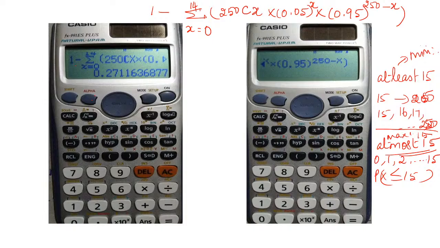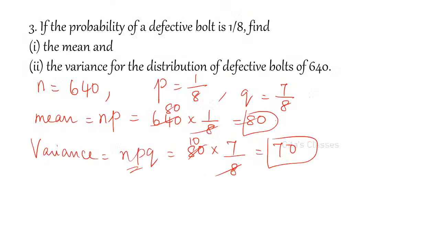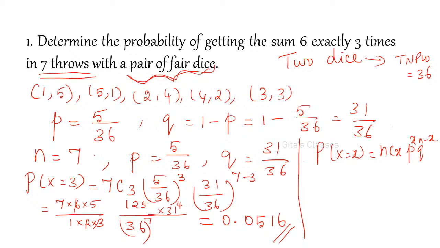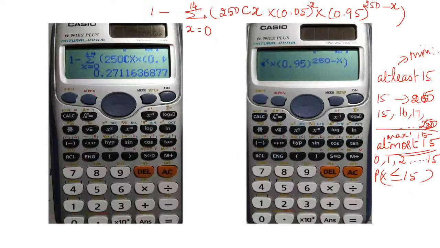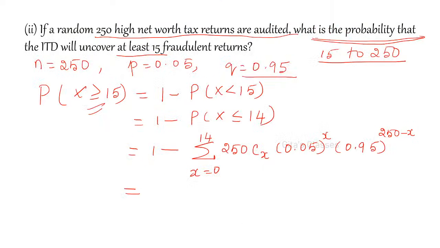Now, whatever we have done in the first question, in the first question we have seen all these things instead of 7C3. Directly for this also, you can substitute these values in the calculator. 7C3 5 by 36 the whole power 3. Using the calculator, within no time you can find out. Okay. 0.2711, that is the answer. 0.27112 we can say. Generally we write 4 digits.